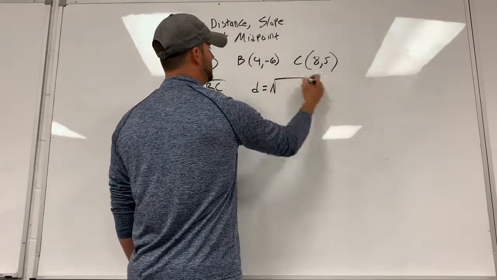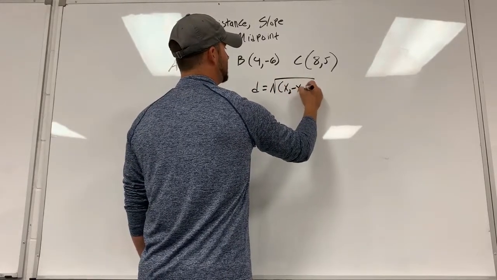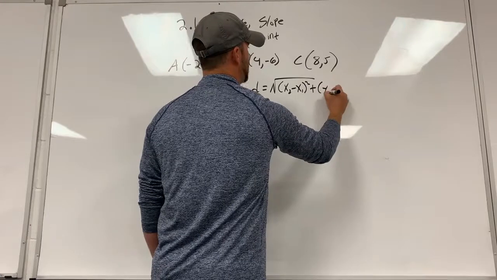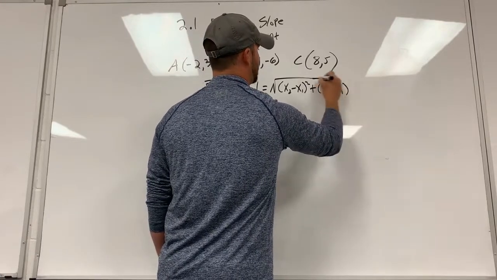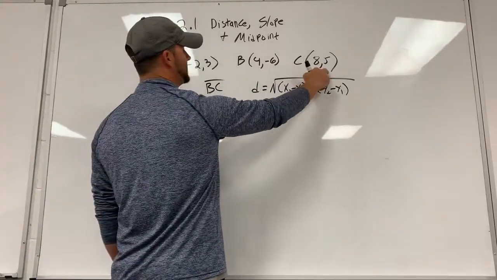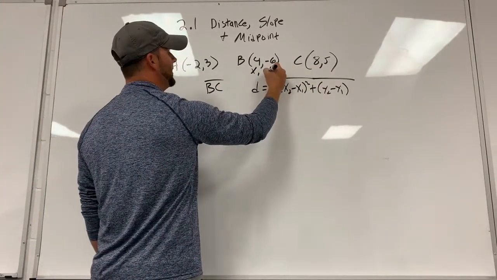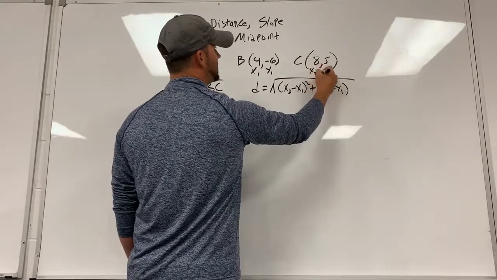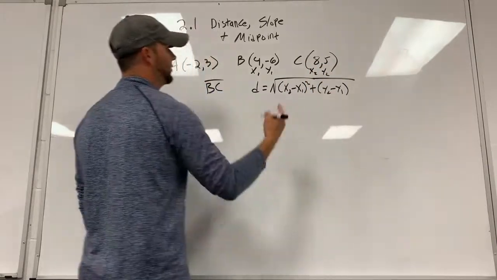So D is equal to the square root of x2 minus x1 squared plus y2 minus y1 squared. Okay? So here we go. So BC, I'm going to take coordinate B and coordinate C. So I'm going to label the B's the 1s. I'm going to label the C's the 2s. Okay? So here we go. Let's go ahead and write this out.